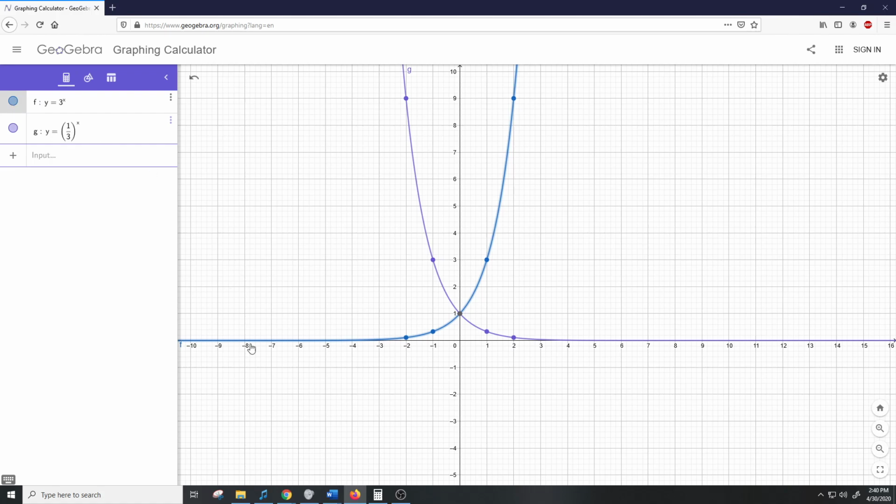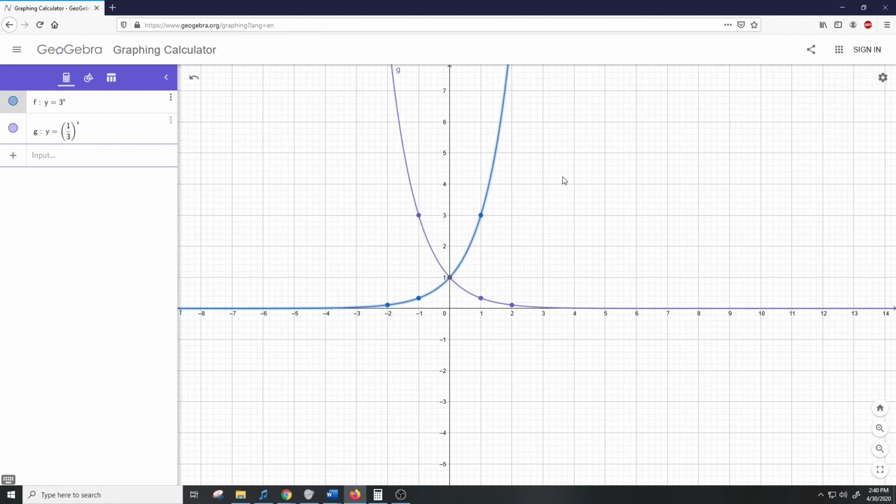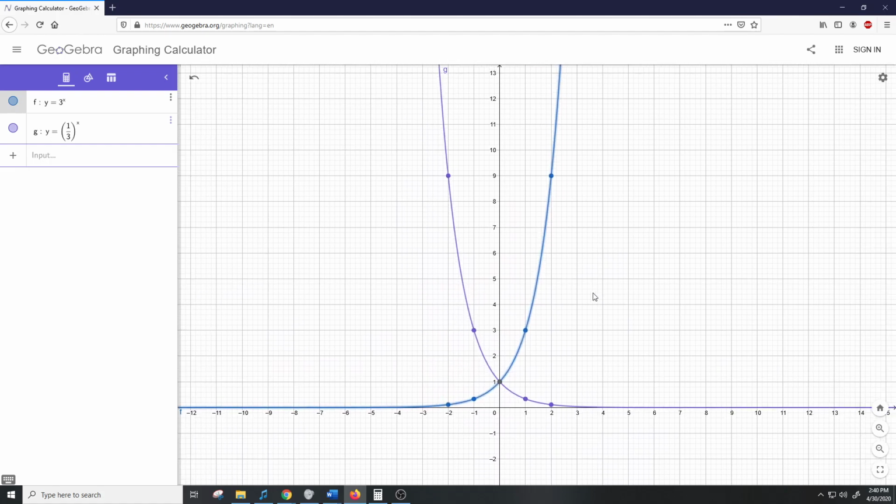So the blue one here is the exponential growth one. That's 3 to the x. And then the purple one is the decay, how it's going down. They look very similar. One's just growth, one's just decay. So I'm just going to do a basic sketch of that.